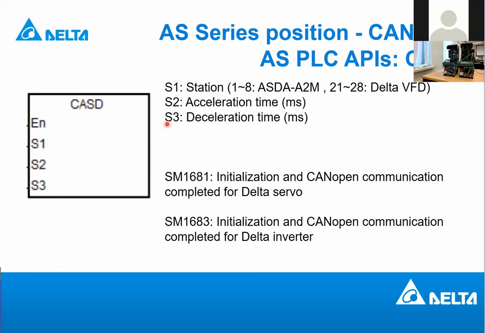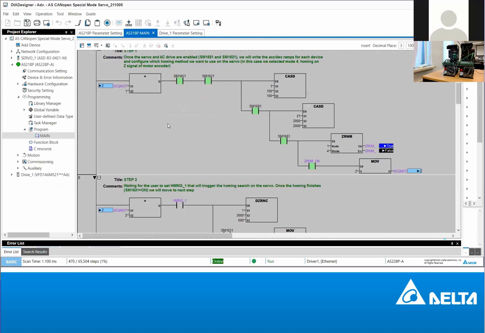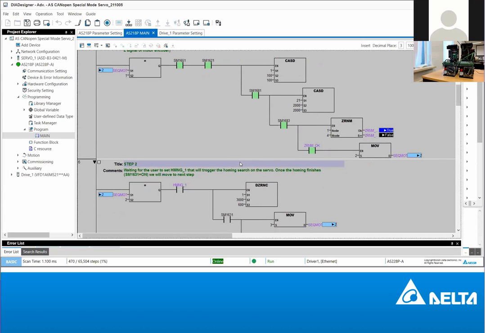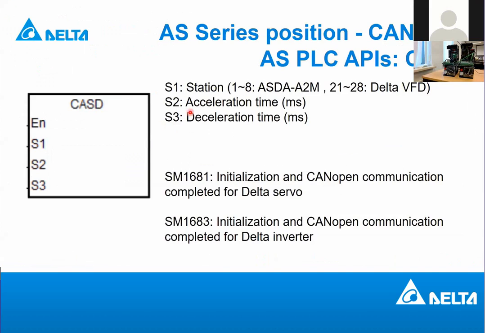So now the ramps are set. What is the ramp value in our program? The ramp for the servo drive is 100 acceleration. For the inverter, you have 2000 acceleration and deceleration. And for the homing method, we have chosen mode 4. Then the drive is ready to use the mode 4 method for the homing. So let's go back to the presentation.